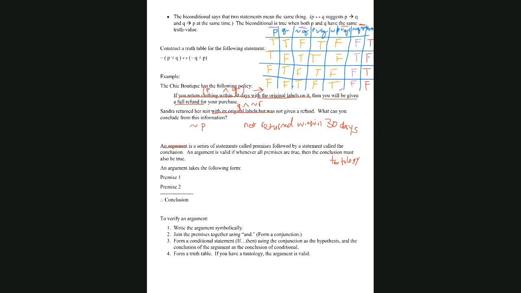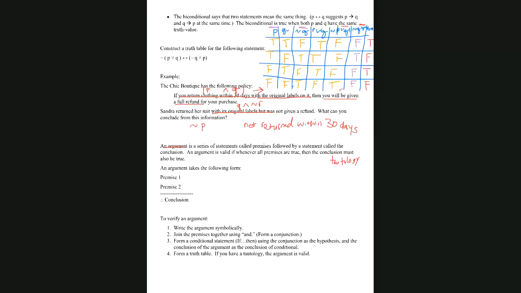So the argument is, if you return your clothing within 30 days with the original labels on it, then you'll be given a refund. Sandra returned her suit with the original label, but was not given a refund. So the conclusion is that she didn't return them within 30 days. So we could create a truth table using this argument and fill it out and see if we get T in every space in the last column. So to verify an argument, we're going to do just that.